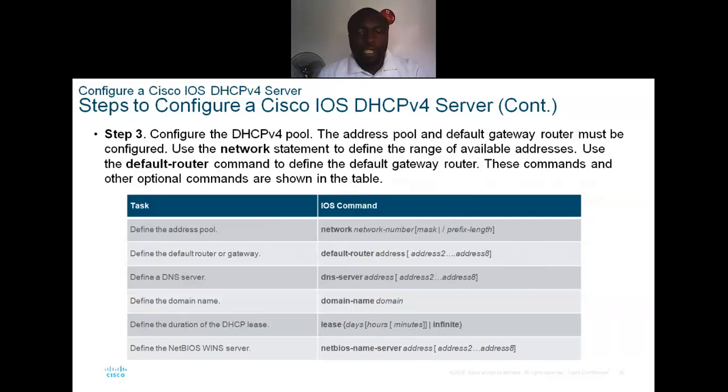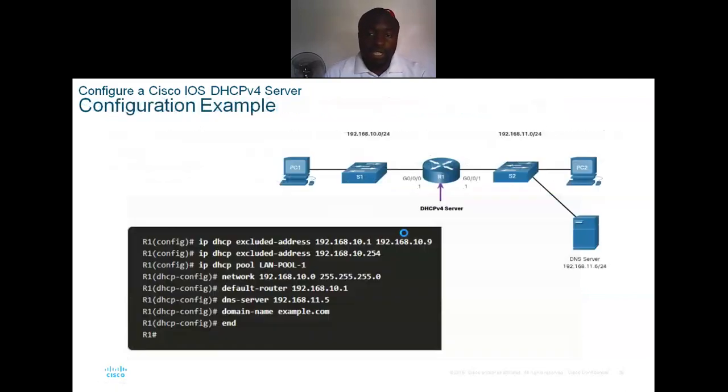So configure the DHCP version 4 pool. The address pool and default gateway router must be configured. Use the network statement to define the range of the available addresses. The default-router command defines the default gateway. All right, so this is it like we said. Network, then you give the network number and then the mask, or you put the slash notation. We're going to see examples.